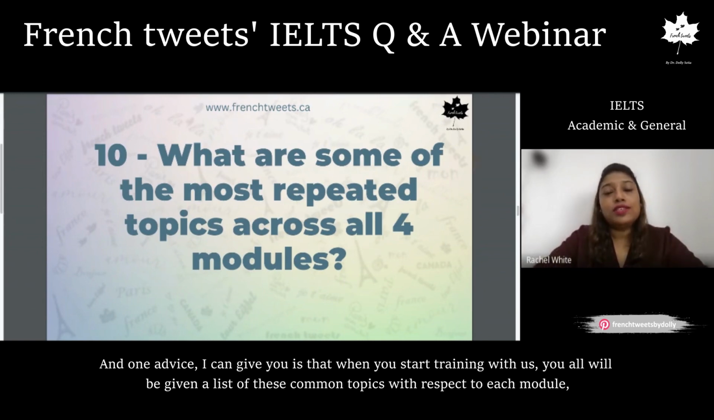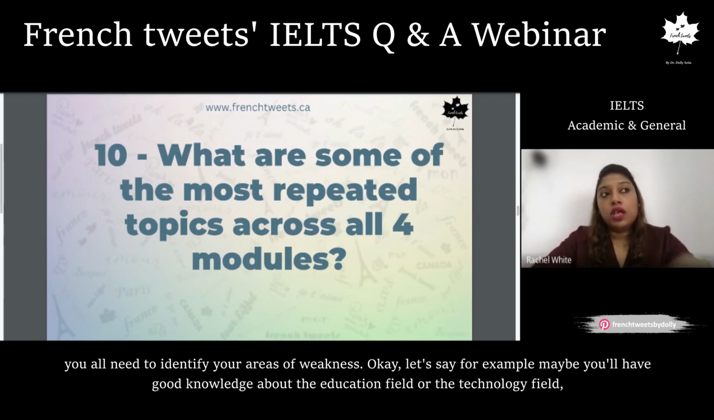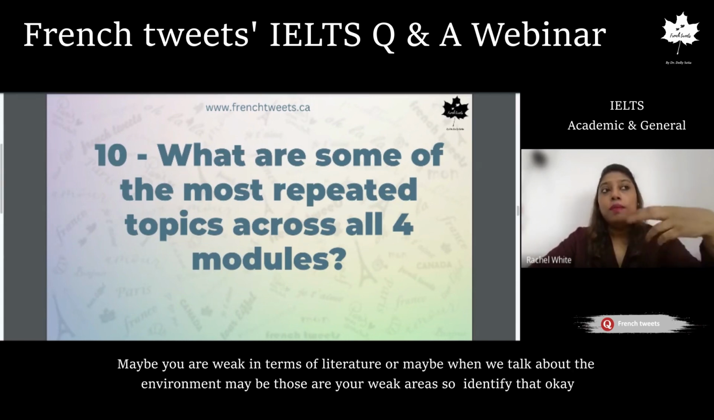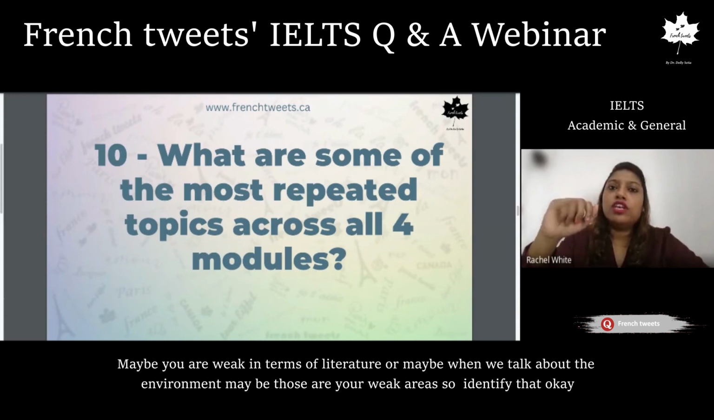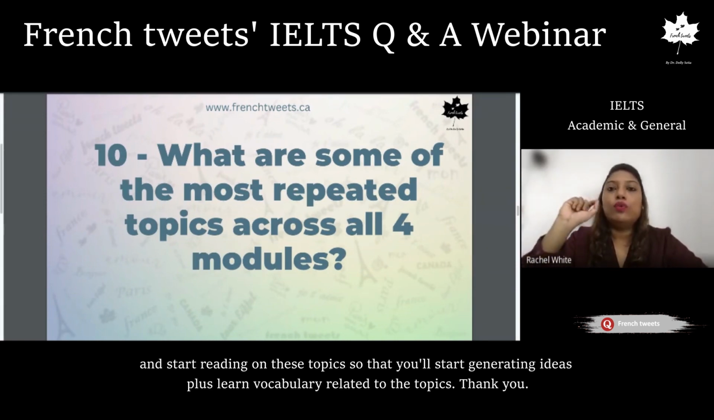One piece of advice I can give you is, when you start training with us, you will be given a list of these common topics with respect to each module. You'll need to identify your areas of weakness. For example, maybe you'll have good knowledge about the education field or the technology field, but maybe you're weak in literature, or maybe the environment. Maybe those are your weak areas. So identify that, and start reading on those topics so that you'll start generating ideas and learn vocabulary related to those topics. Thank you.